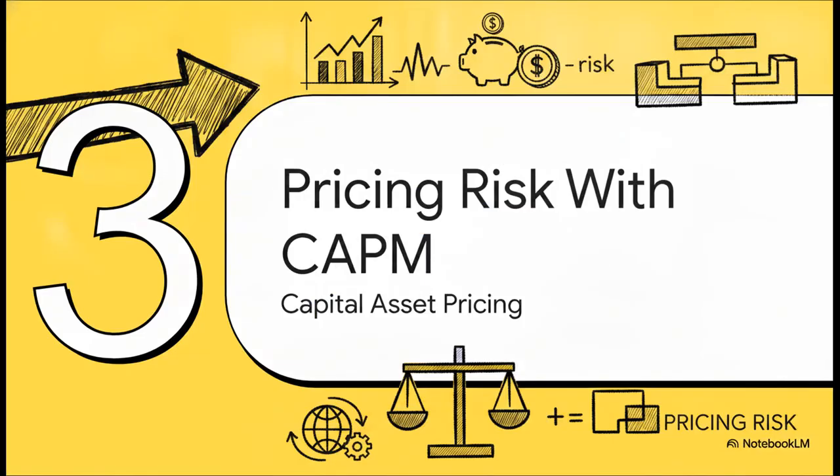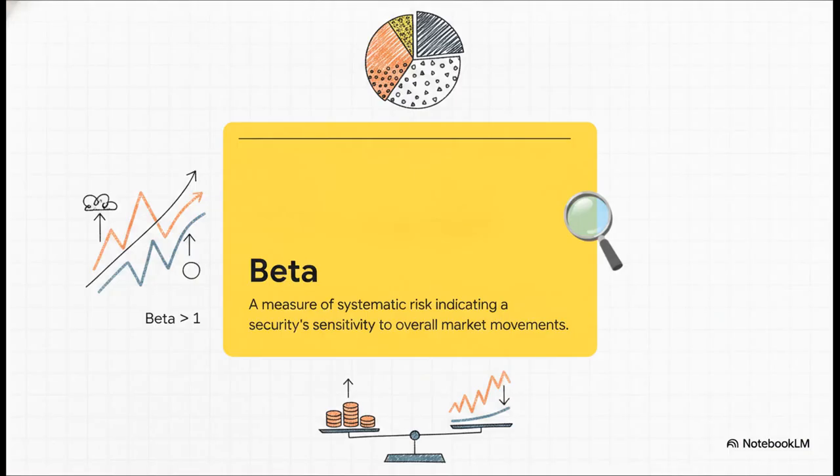Which brings us to section 3, pricing risk with CAPM, or the capital asset pricing model. Since we now know for sure that only systematic risk gets rewarded, how do we actually measure it? We need a metric, and that missing key is called beta. Beta measures exactly how sensitive a security is to overall market movements. The broader market naturally has a beta of exactly 1. So if an asset has a beta greater than 1, it's more volatile than the market, which means it absolutely demands a higher expected return. If it's less than 1, it's less volatile and naturally demands a lower expected return.